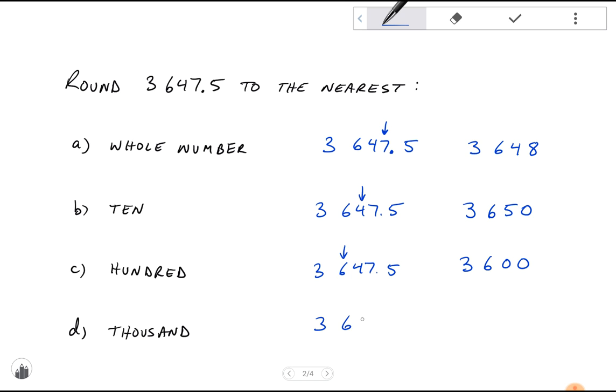Now we'll take the number and we will round to the closest 1,000. So now we're looking at the 3. We look to the right of the 3, it's a 6. That means we round up. So this number here, 3,647.5, rounded to the closest 1,000, is 4,000.